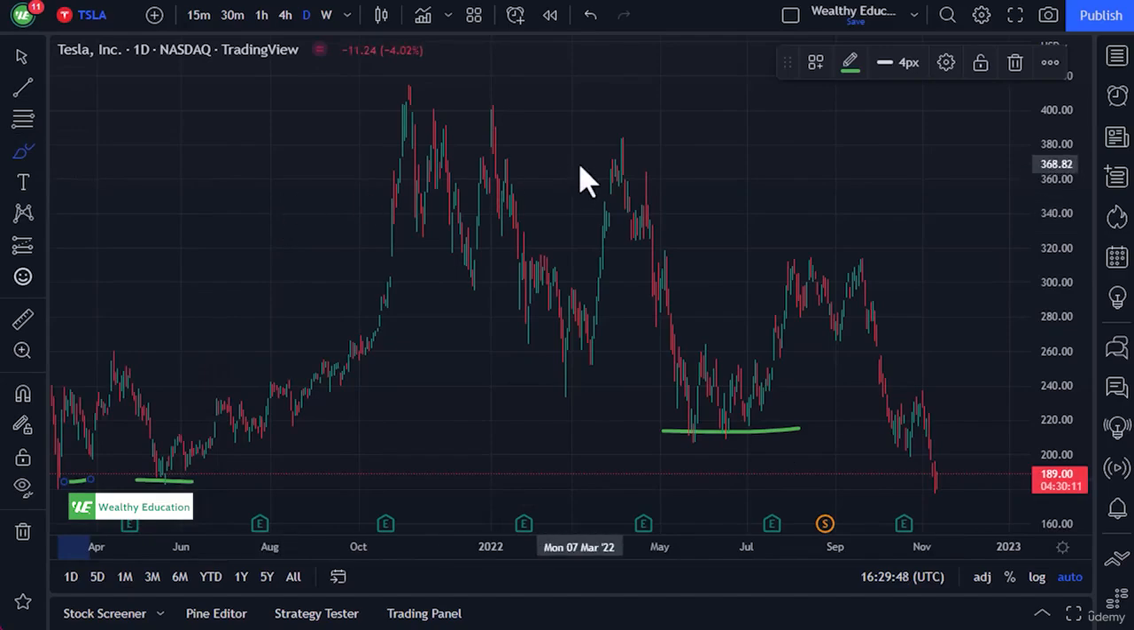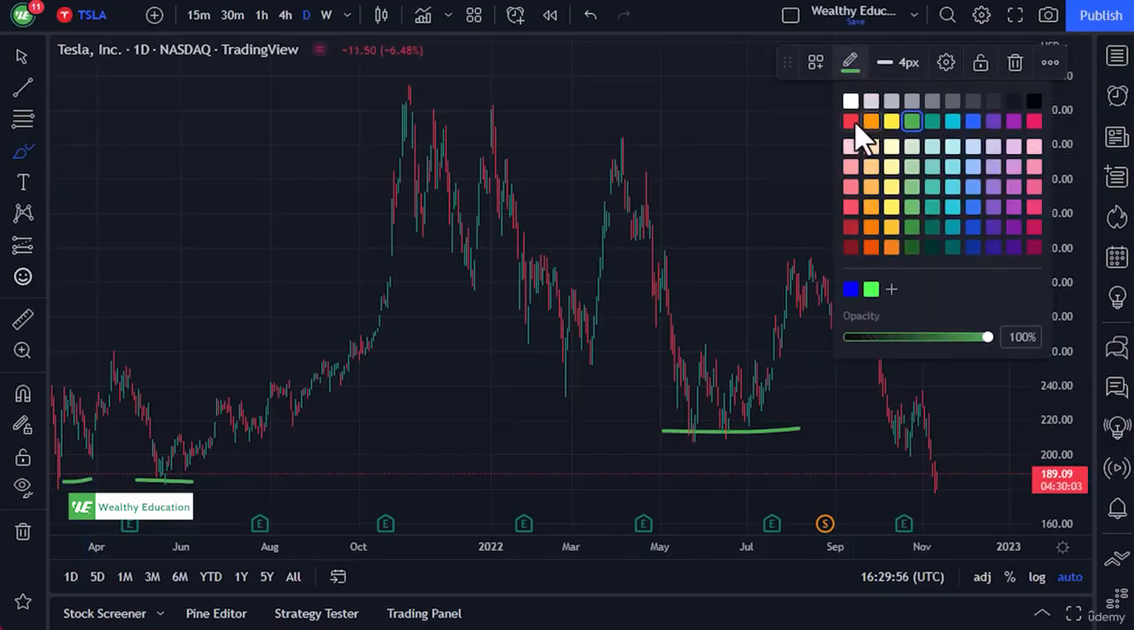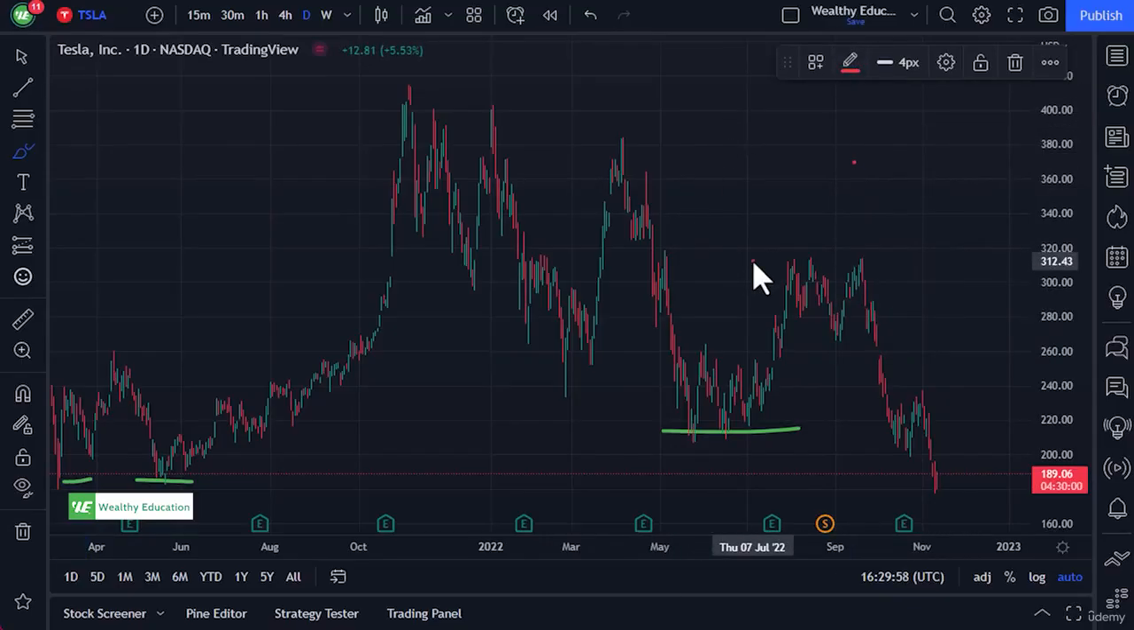Let's take a look here at the idea of resistance. Now, resistance is where the market is resisting price going over. You can see that we tried to get up here and we ended up failing twice. That is the market resisting breaking above there.